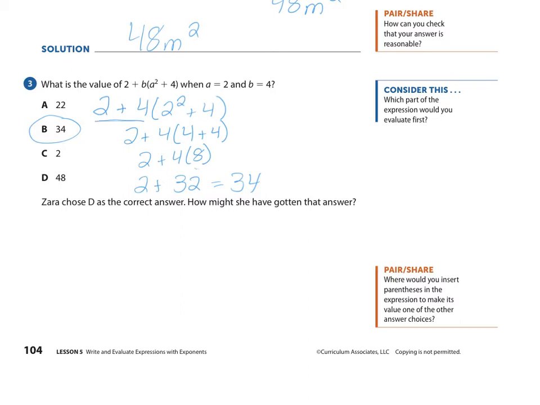Oh, maybe she added that first. And that would have given her a 6. So she added here, which gave her 6. So 2 plus 4 is 6. And then she has this left inside. 2 times 2 is 4. 4 plus 4 is 8. And then she was left with 6 times 8, which is 48. She did not follow order of operations. She added here instead of going on the inside of the parentheses first.